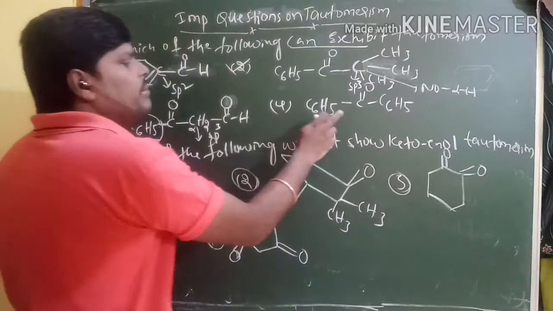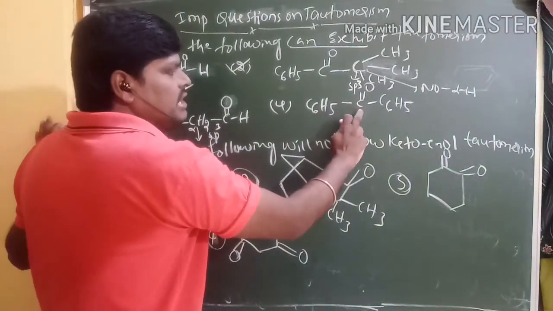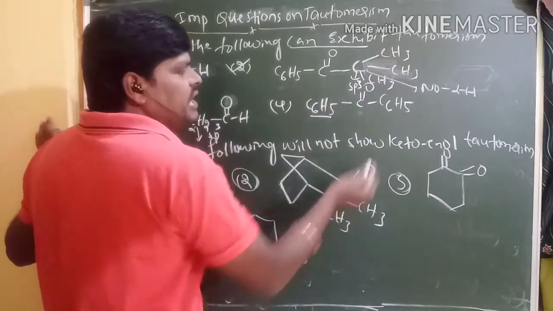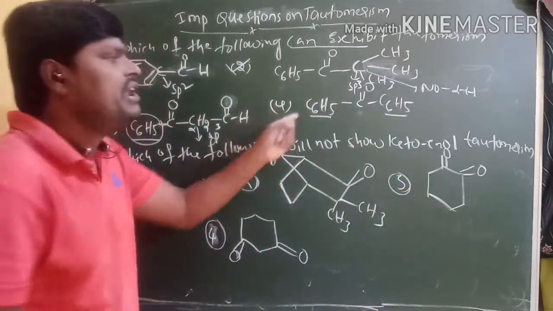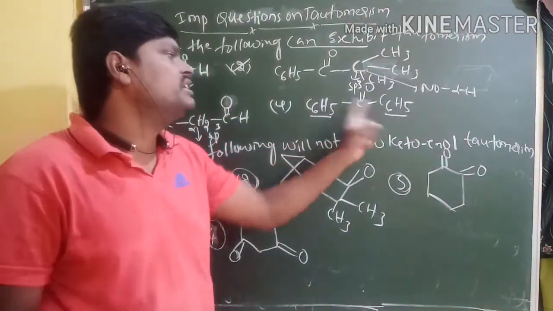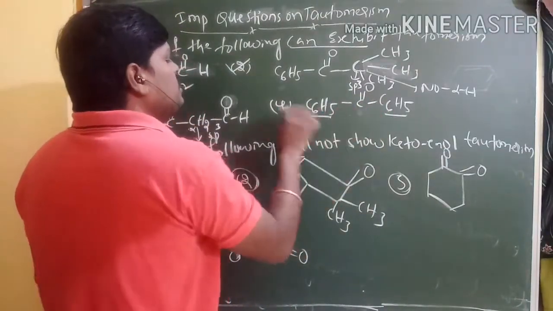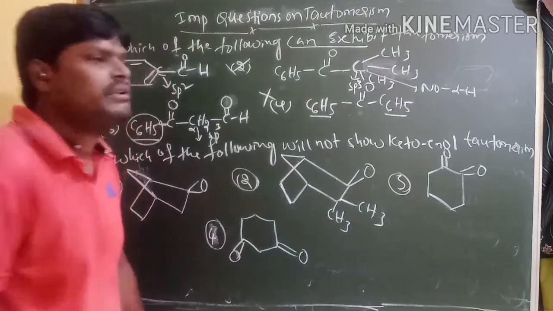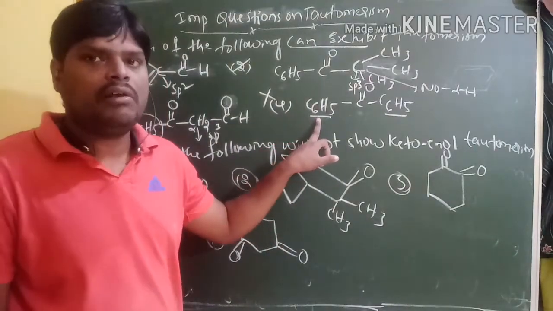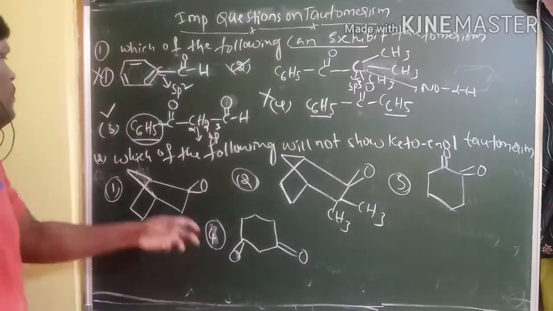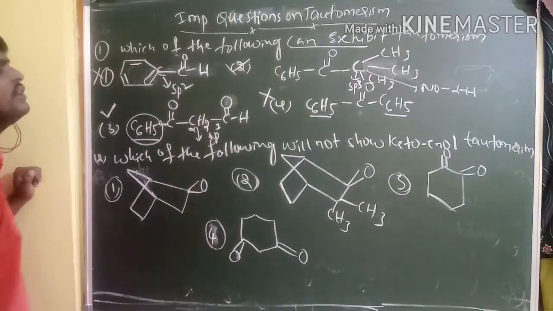Of course, coming to the fourth option, the keto form is a carbonyl compound. Here also there is C6H5; two phenyl rings are there, that means two benzene rings. That's why the fourth option will not exhibit tautomerism, because in the benzene ring all carbons are sp2 hybridized. Only the third option will exhibit tautomerism.